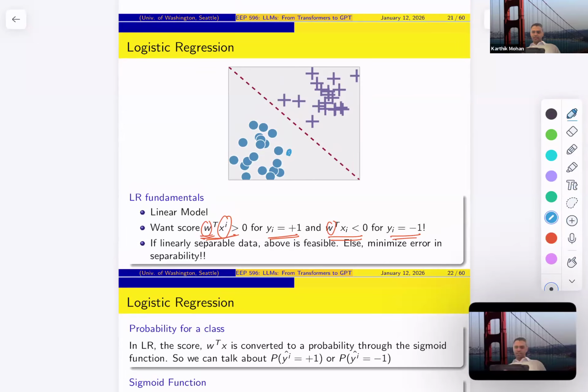What if I have a blue dot here? Is it linearly separable? No. But it's almost linearly separable because there's only one blue dot that's sitting on the other side. So for that one blue data point, you will not be able to do this, right? But for everything else, you'll be able to do it. So for linearly separable or almost linearly separable data, you can learn a W, and you learn it through optimizing a loss function.